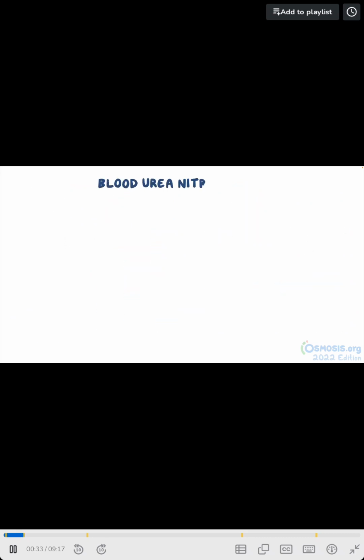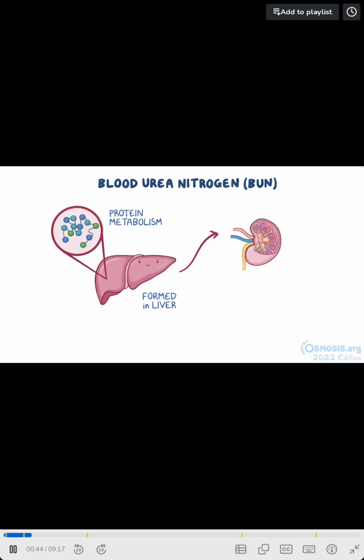Alright, blood urea nitrogen, also known as urea nitrogen or just BUN, measures the blood level of urea nitrogen, which is a substance formed in the liver from protein metabolism. Most urea nitrogen is excreted in urine after filtration in kidneys, and only a small amount is reabsorbed.